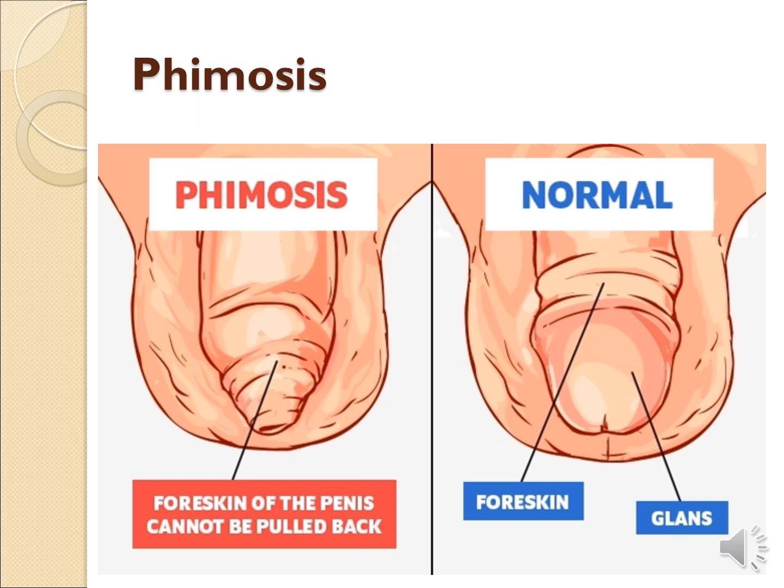So this is phimosis. Right side, this is a normal condition where the foreskin is separate and the glans are visible, and left side is phimosis where the skin is covering the glans, so the glans is not visible.